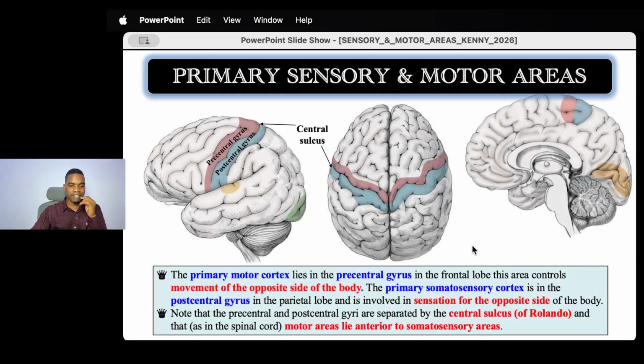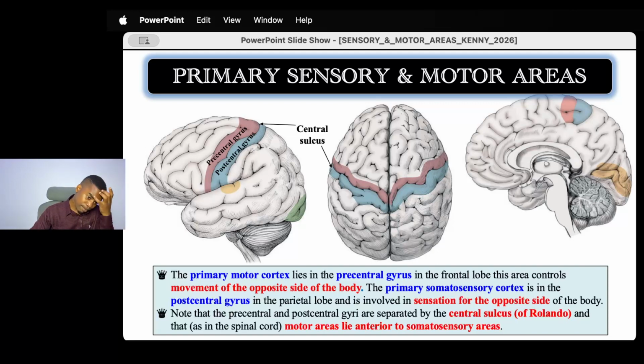Now, the primary sensory and primary motor areas. The primary motor area is easy. It sits in the precentral gyrus, the gyrus before you go to the central sulcus, and it is Brodmann area number 4. It initiates movement. Then we also have the primary somatosensory area, which is the postcentral gyrus, Brodmann areas number 3, 1 and 2. If you can, remember 3, 1 and 2. This deals with primary somatic sensation, somatosensory.